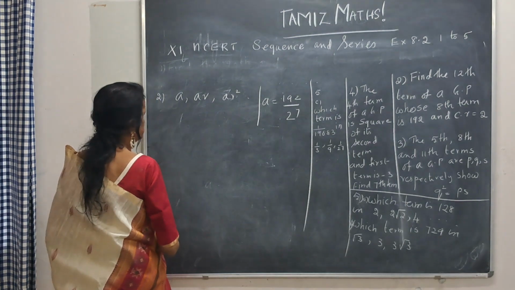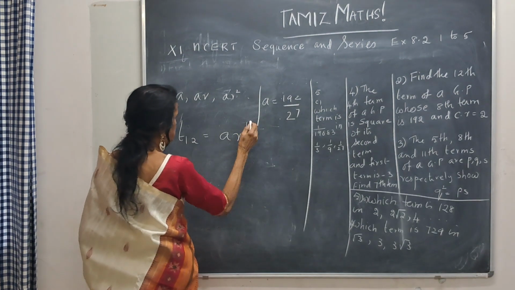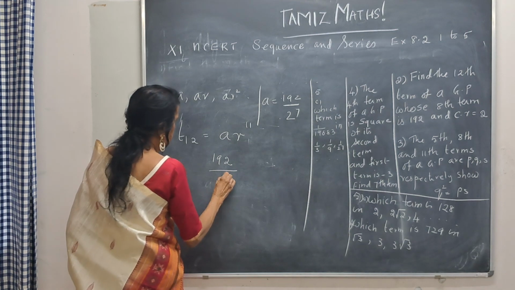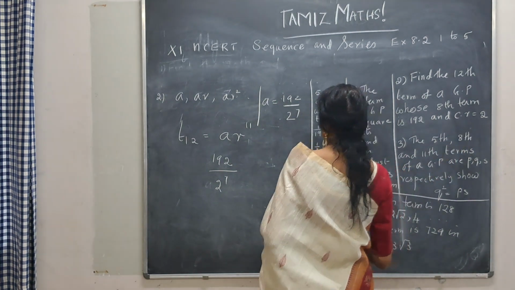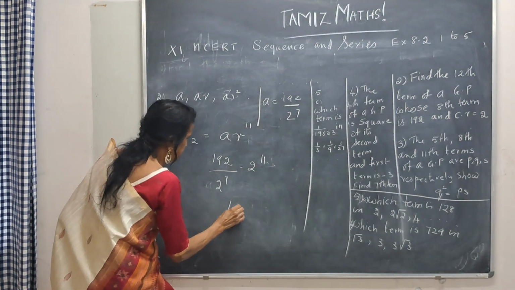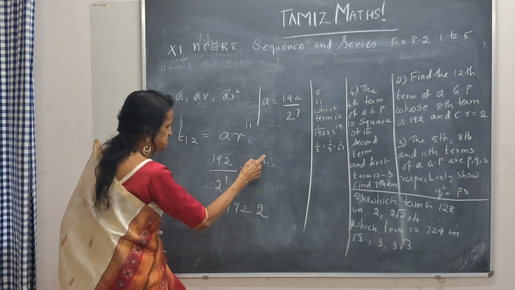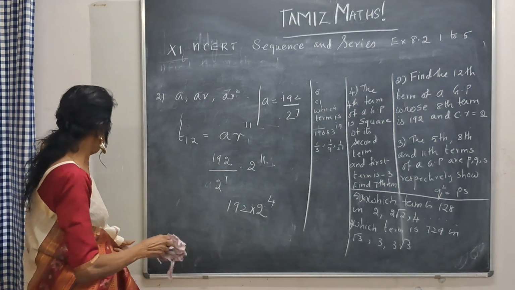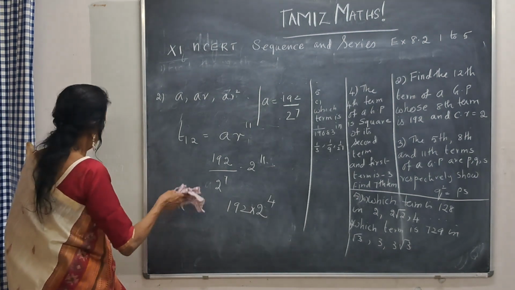So T12 will be ar power 11. What is a? This is a, 192 by 2 power 7, into, what is r? R is here 2, so that will be 2 power 11. So this will be 192 into 2 power 11 minus 7. That will be 2 power 4. You can leave it like that or you can multiply. This is regarding problem number 2.